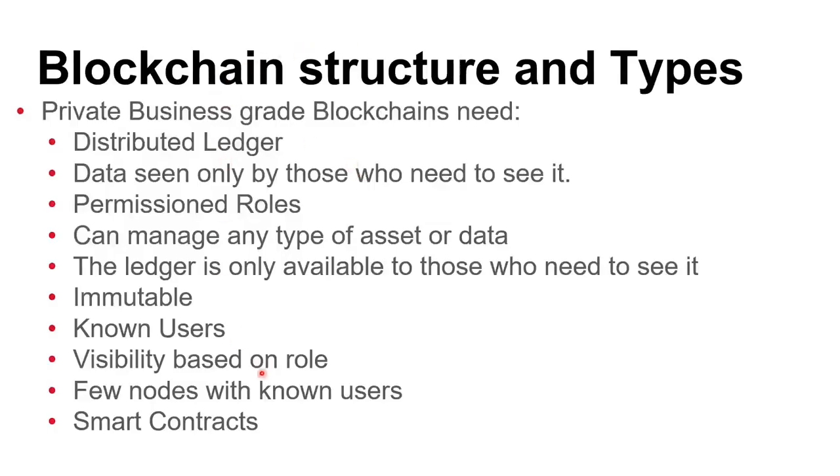And again, just to recap some of the attributes of a private blockchain, we still have the distributed ledger. Data is permissioned, so only those that need to see the data can see it on a private blockchain. Permissioned roles can manage any type of asset, so not just the native token. The ledger is available to those who need to see it. There's still this concept of immutability. However, there are known users. Visibility is based on role. There are fewer nodes with known users and smart contracts.